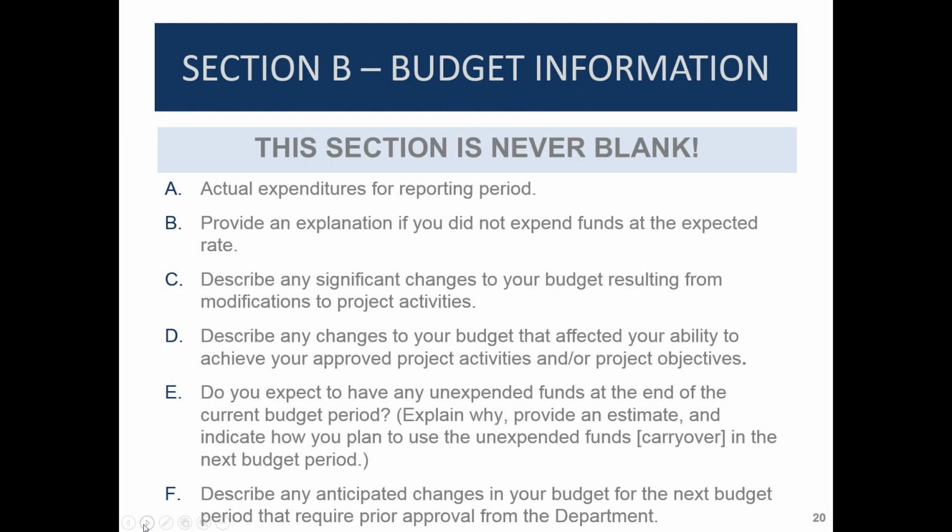Do you expect to have any unexpended funds at the end of the current budget period? Explain why, provide an estimate, and indicate how you plan to use the unexpended funds or carryover in the next budget period. Describe any anticipated changes in your budget for the next budget period that require prior approval from the department. You should always discuss any budget changes with your project officer, so you should contact your project officer directly about budget changes and can summarize any approved changes in this section.